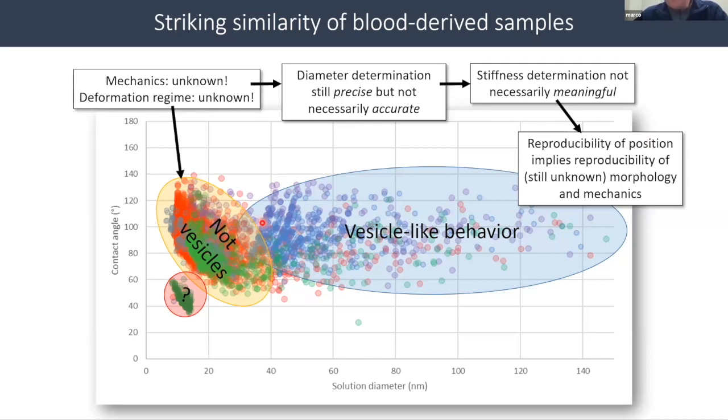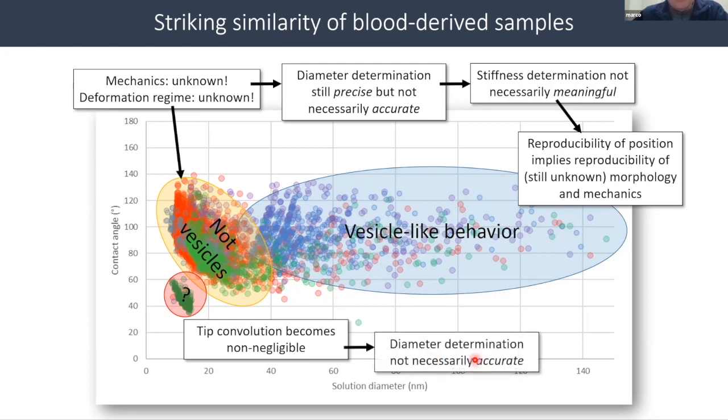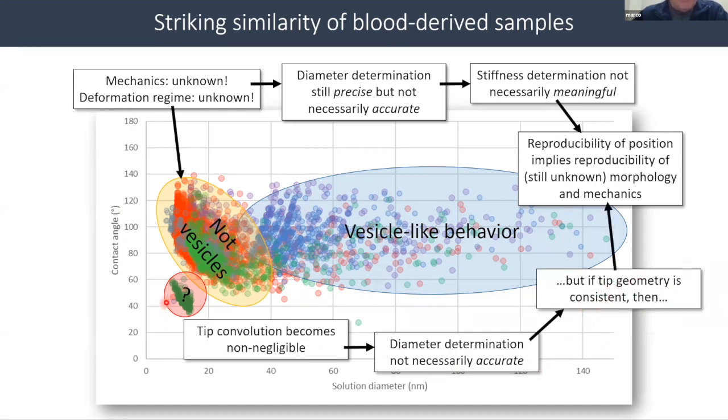mechanics, okay? An additional caveat is that, as I told you, at these very small sizes, tip convolution becomes non-negligible. And again, this will perturb the determination of both contact angle and diameter. But if we ensure that we always use the same tips with the same geometry, then again, even if we accept that the values themselves might be artifactual, they will be consistently artifactual in a way that depicts the reproducibility of the analyte morphology and mechanics.